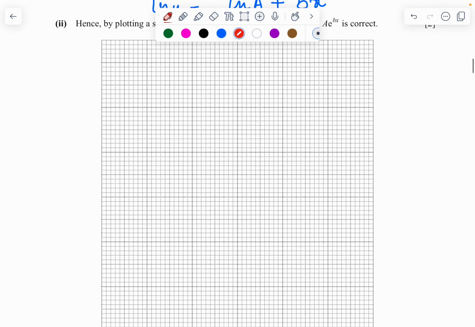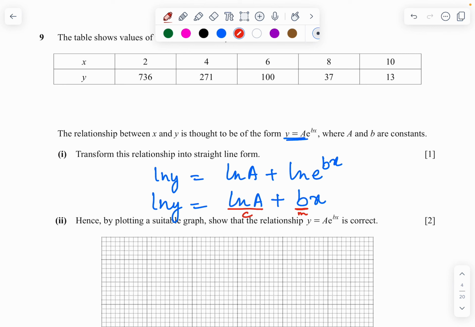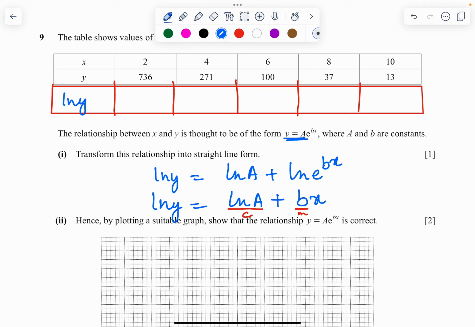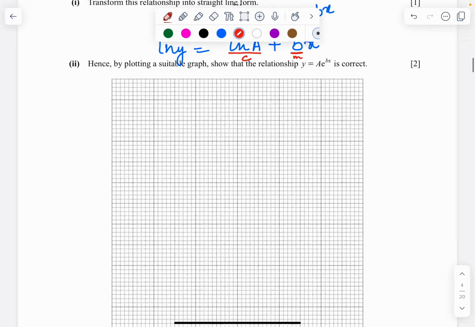So now hence plot. First I'm going to make another table, because we don't have to worry about x, we have to worry about y. Y we need to change to ln y. So I will change all the values first. So this is ln y: ln 736 is 6.60, then 5.60, 4.60, 3.61, 2.60. You can already see that it is actually changing into a straight line. Almost the points are having the same proportion.